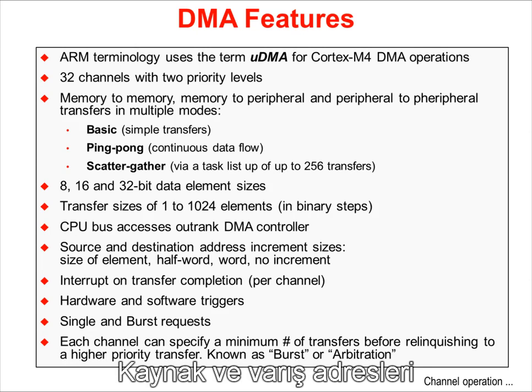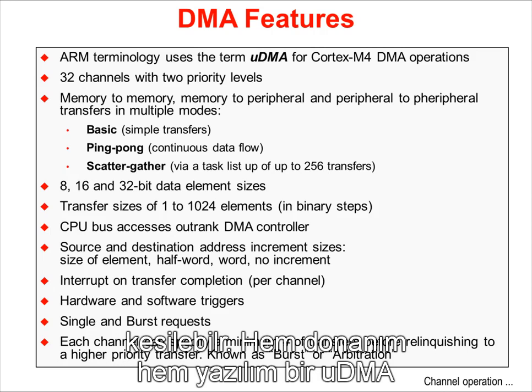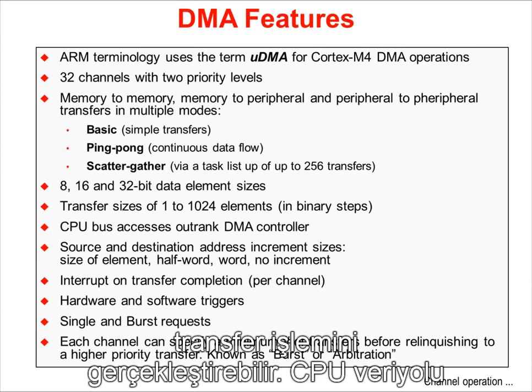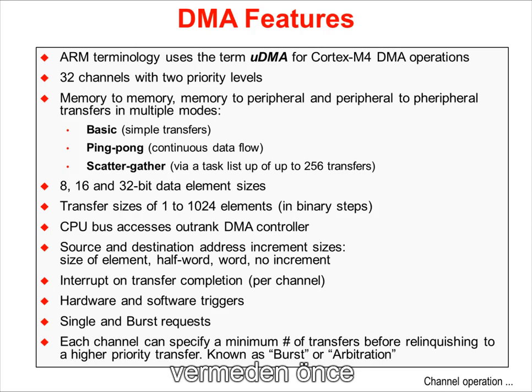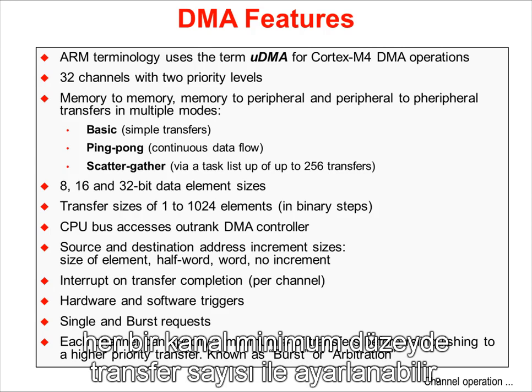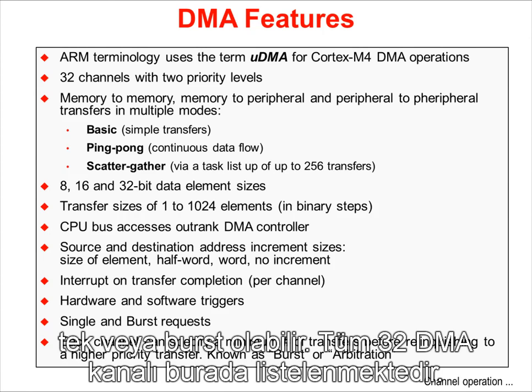The source and destination addresses can be incremented either by the size of the element, a half word, a word, or no increment. The processor can be interrupted when the channel transfer is complete. Both hardware and software can trigger a micro-DMA transfer. CPU bus access outranks the DMA controller. Each channel can be configured with a minimum number of transfers to make before relinquishing control to a higher priority transfer. This is known as burst or arbitration. Requests can be single or burst.